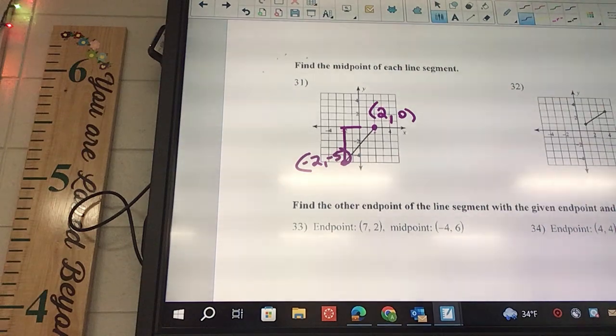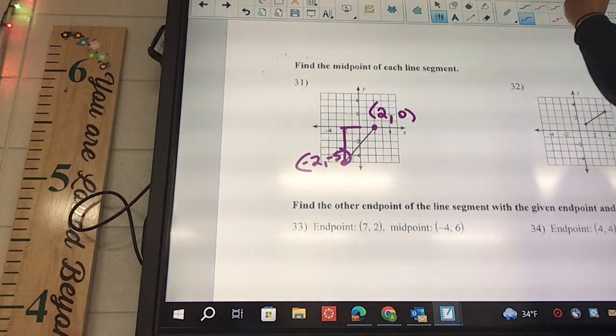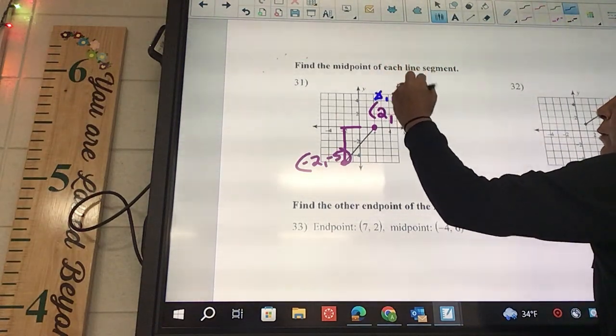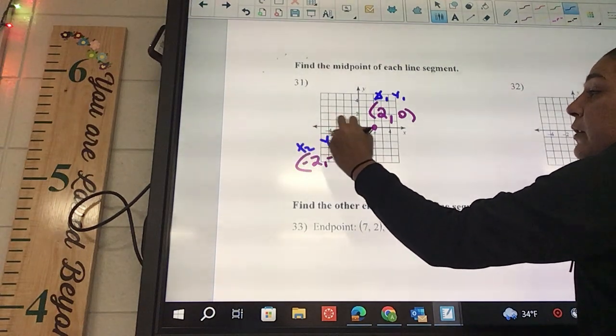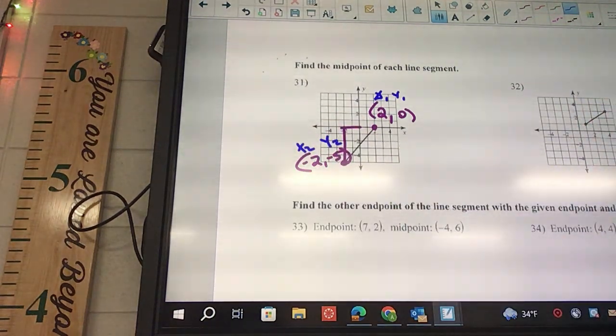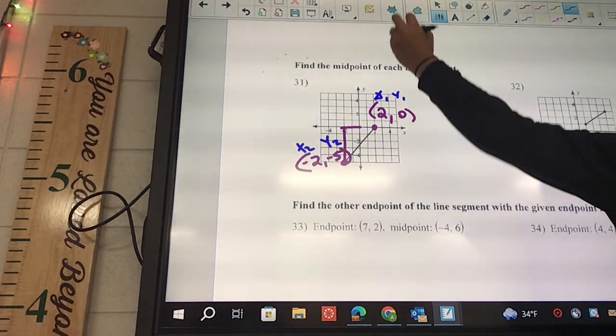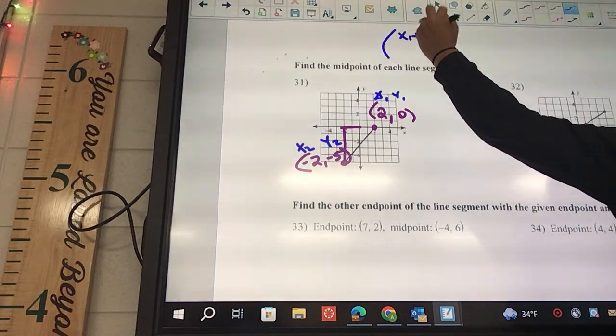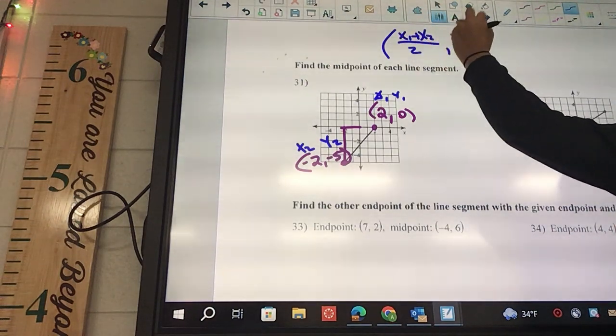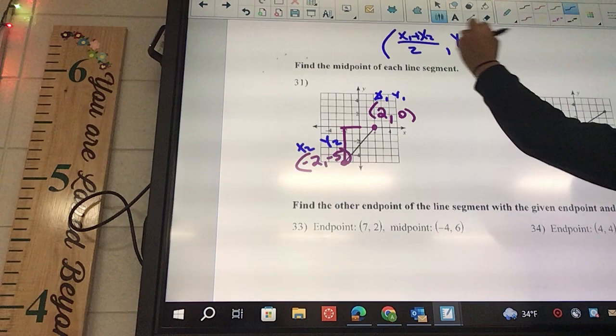Okay, so now we can go ahead and it's just like the other part. You're going to label x1, y1, x2, y2. It doesn't matter which ones you pick, but you got to go in that same order, okay? And so, again, this is going to use that same formula: x1 plus x2 over 2, y1 plus y2 over 2.